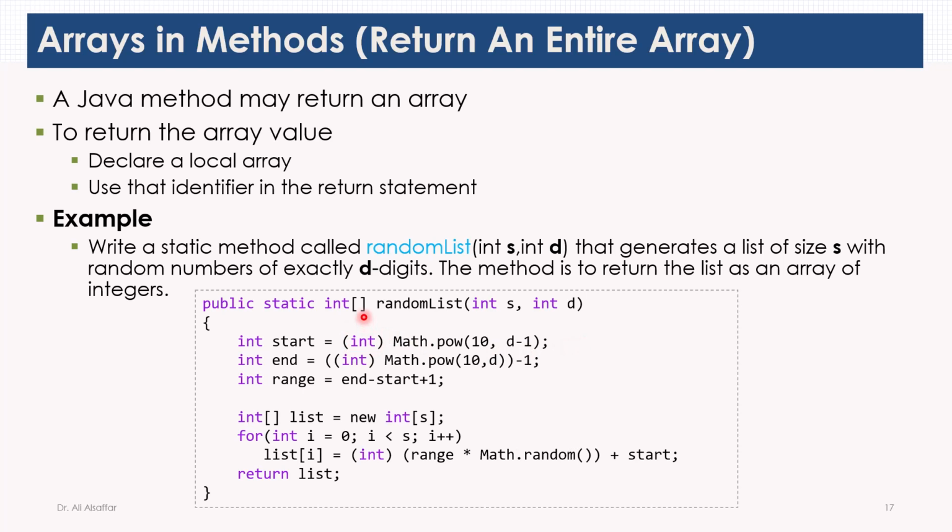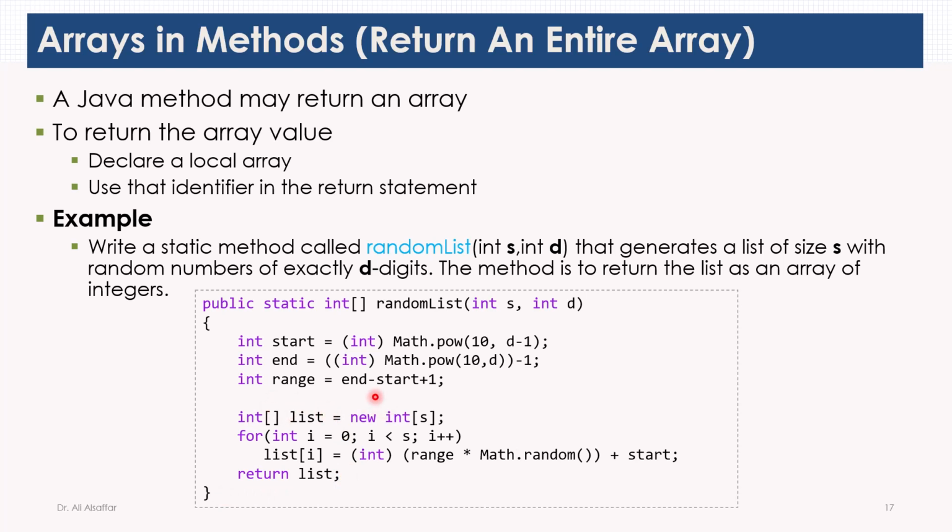And to find a number that is exactly of d digits, we specify the range, which is the maximum minus the minimum plus 1. After specifying the range of the randomly generated numbers, an array of integers of size s is declared inside the method. And this array is filled with random numbers using the expression that we are all familiar with, multiplying range by Math.random plus start. In each iteration inside the loop, the randomly generated number is saved into the corresponding indexed variable. And finally, the last statement in the method, return list, will return the array list as a return value from the method.